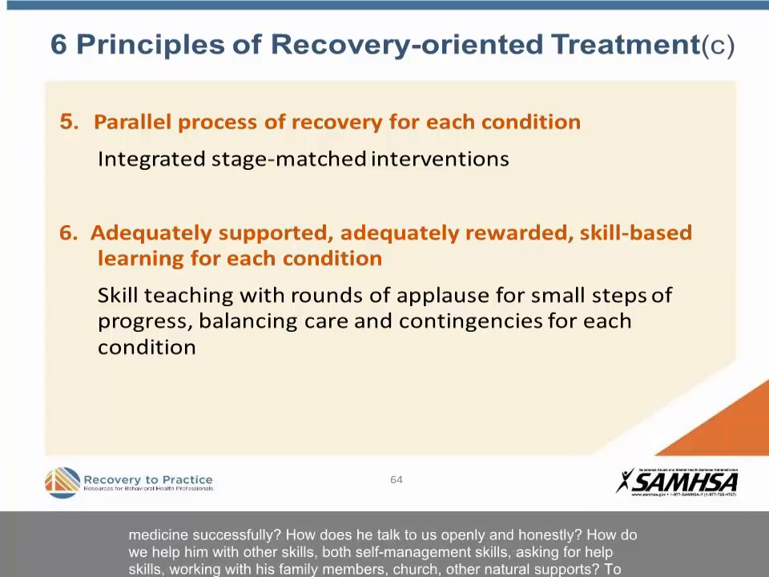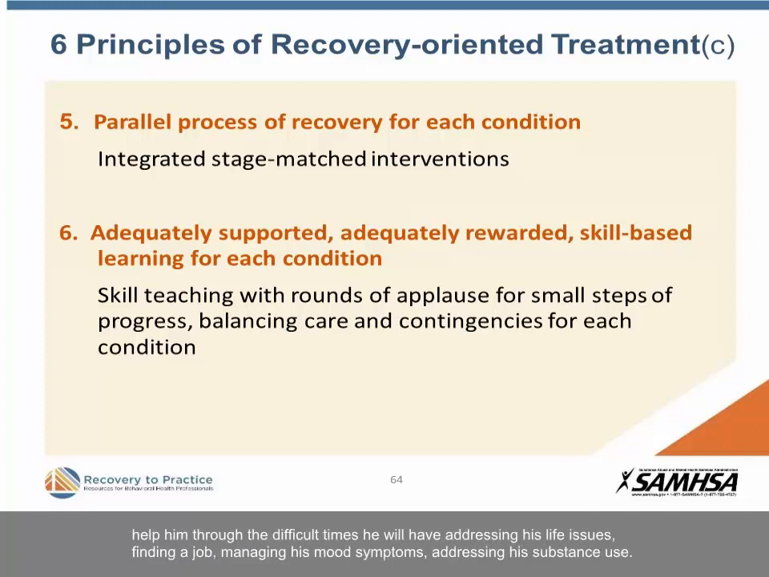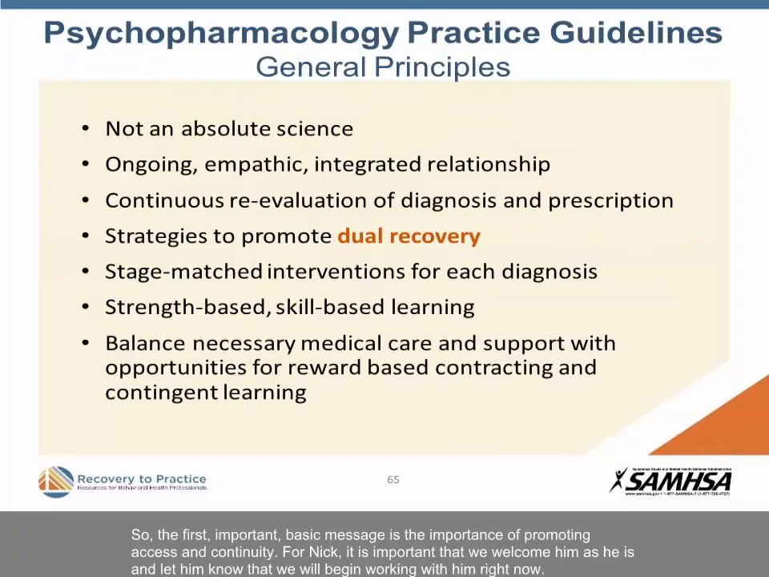How does he take the medicine successfully? How does he talk to us as a prescriber partner openly and honestly? How do we help with other skills, both self-management skills, asking for help skills, working with his family members, his church, his other natural supports, to help him through the difficult times that he will have addressing his life issues, finding a job, managing his mood symptoms, addressing his substance use, and so on.